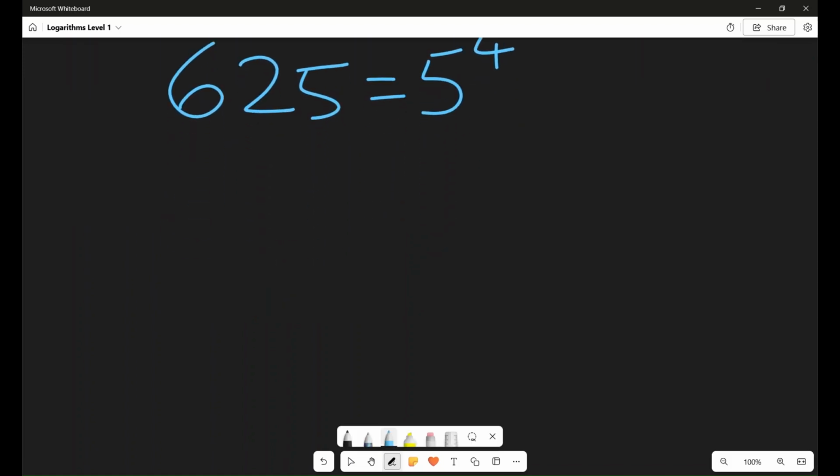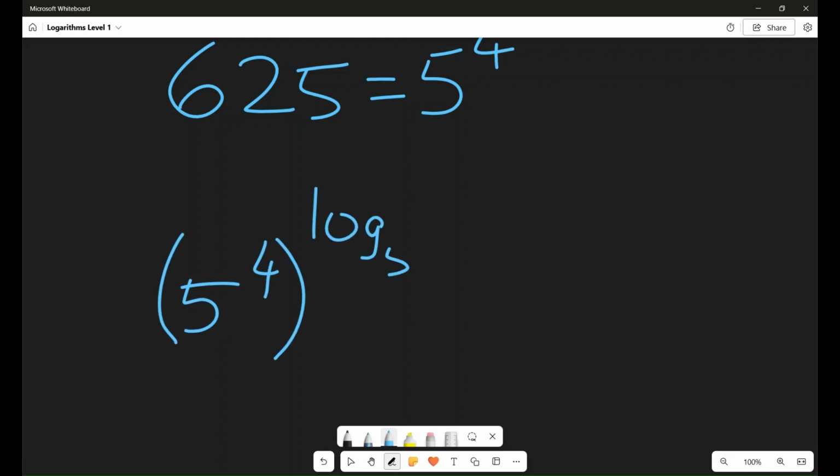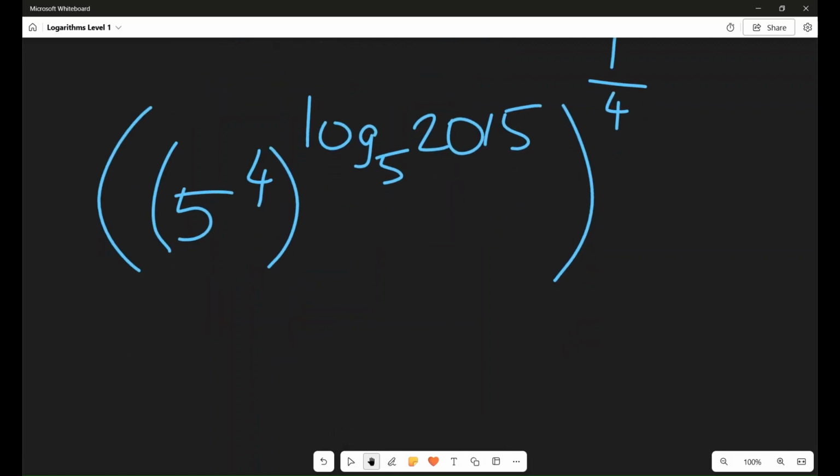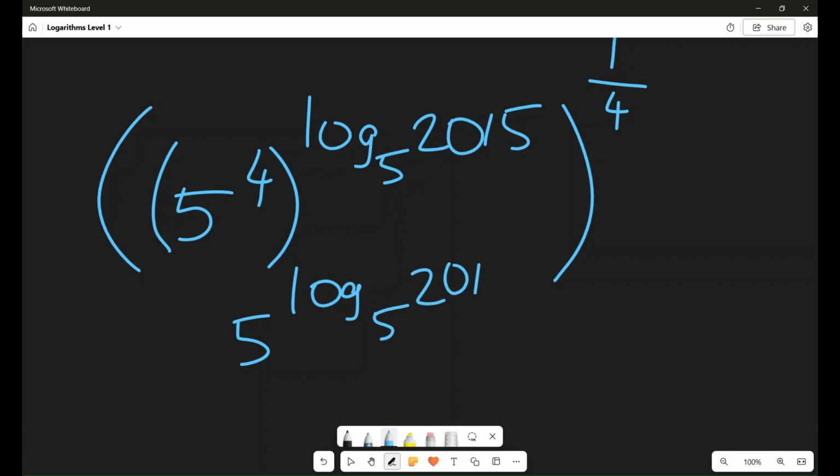So let's rewrite the expression, but instead of 625, we'll put in 5 to the power of 4 and see what happens. So 5 to the power of 4 to the power of log base 5 of 2015 to the power of 1 over 4. And obviously, when we have something like this, we can just multiply all of the exponents through, and we'll notice that the 4 and the 1/4 will cancel, and we'll be left with 5 to the power of log base 5 of 2015.